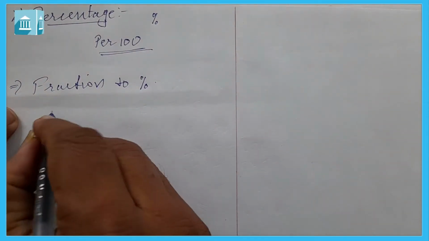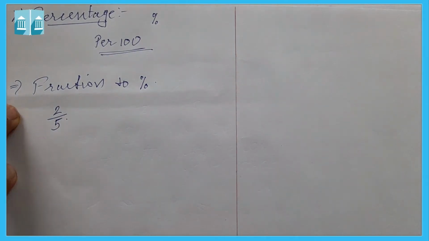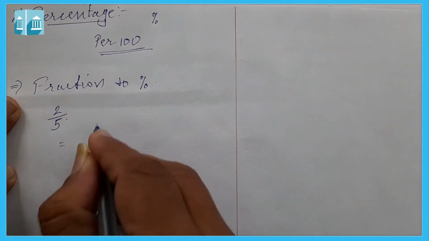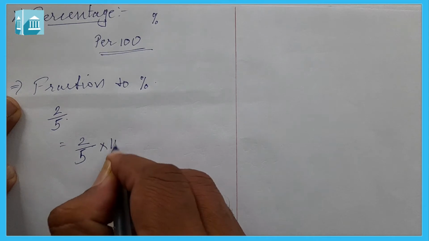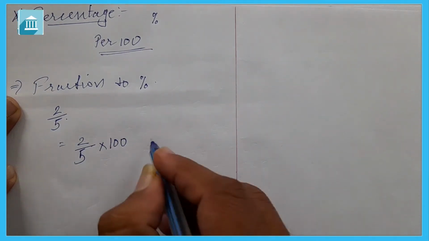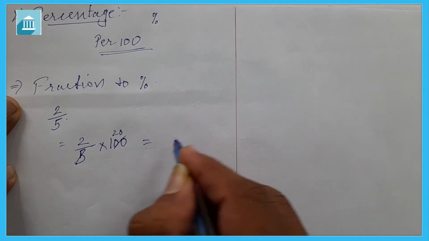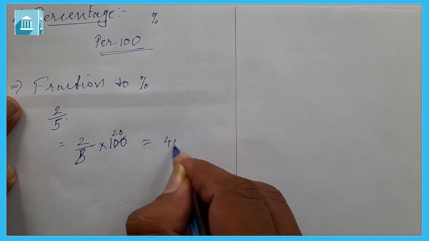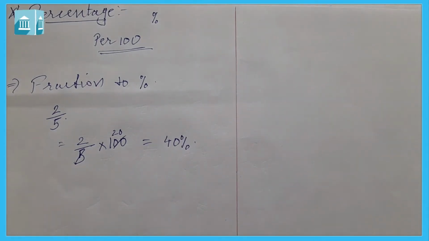Suppose the fraction is 2 by 5. If you want to convert this fraction into percentage, multiply 2 by 5 by 100. When you multiply, 5 into 20 is 100, and 20 into 2 is 40. So 2 by 5 is 40%.